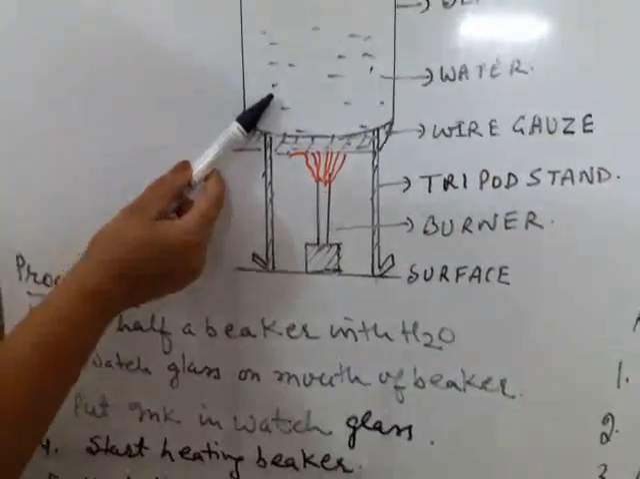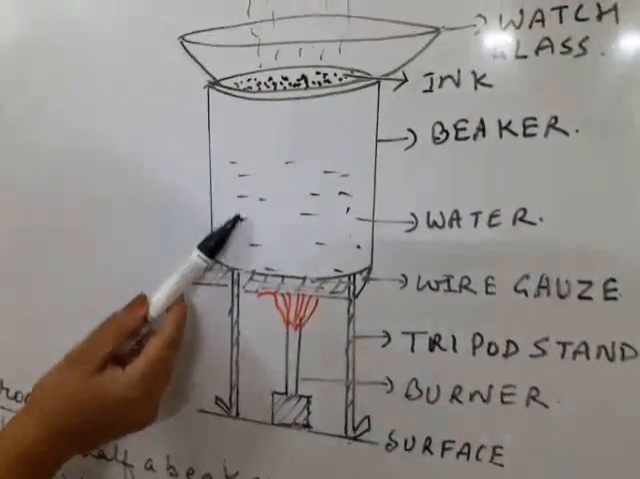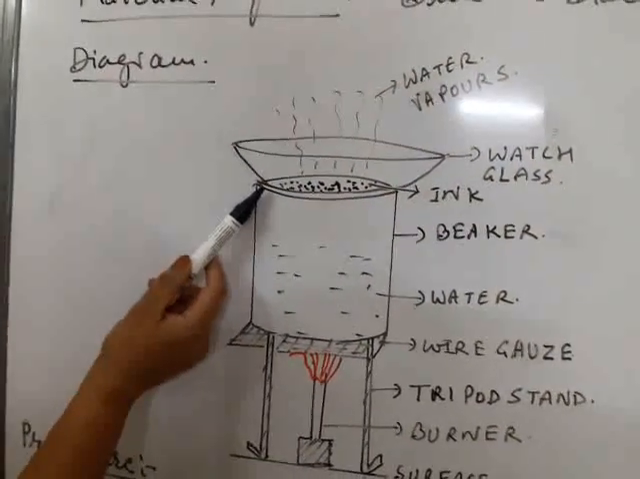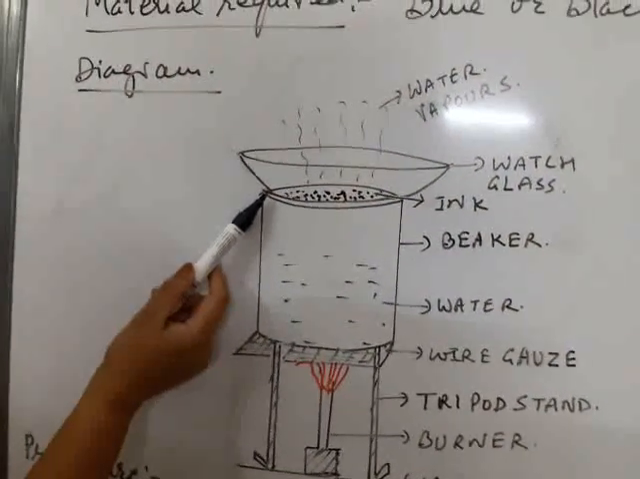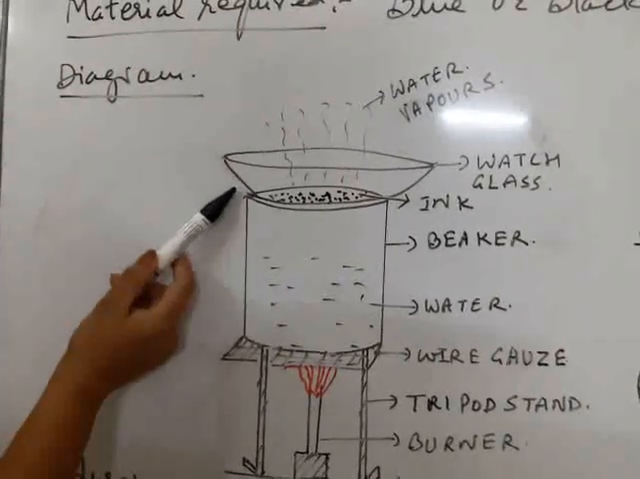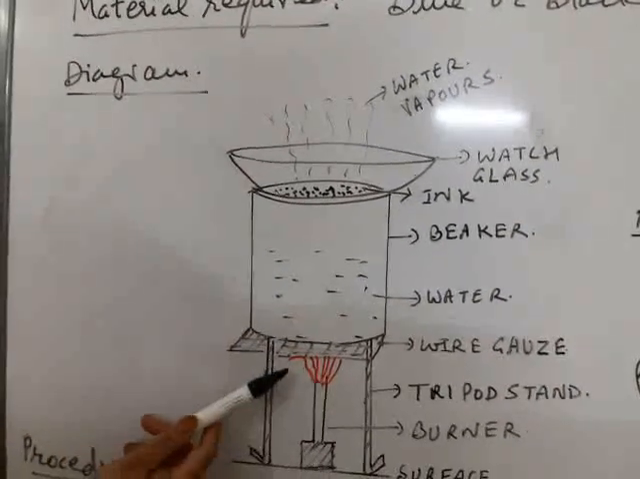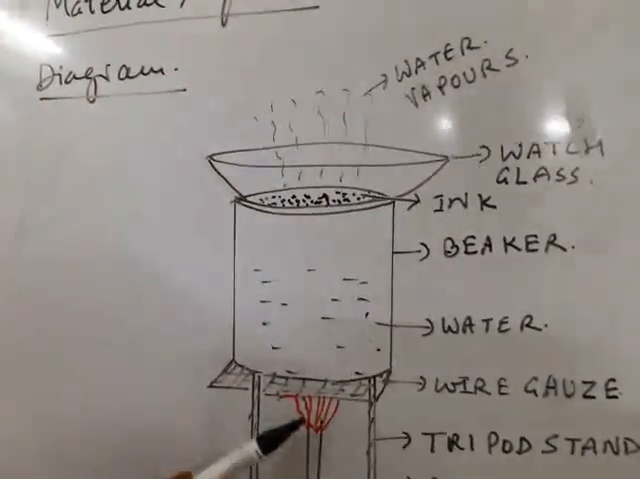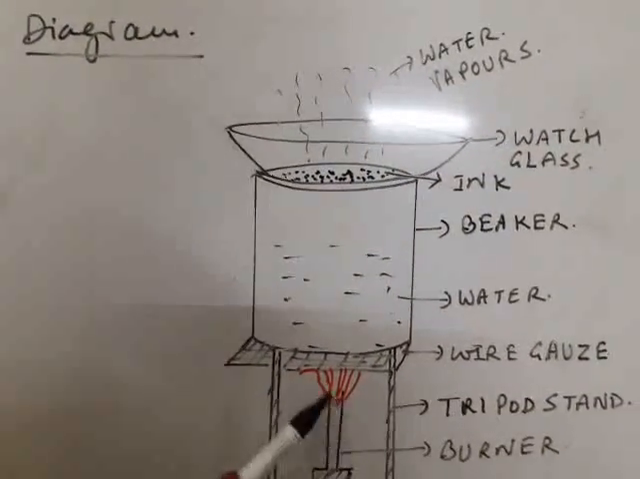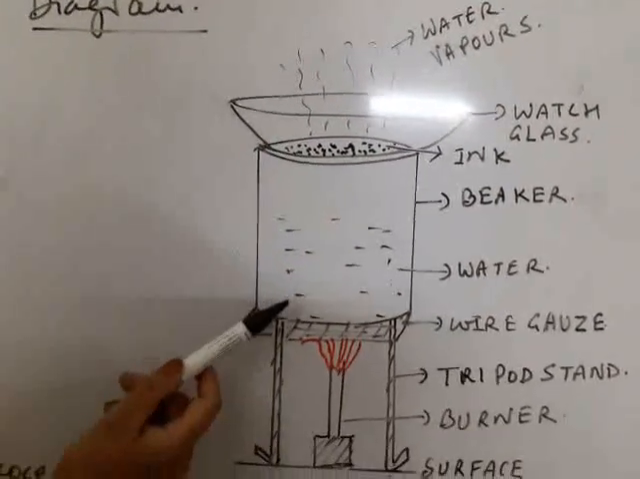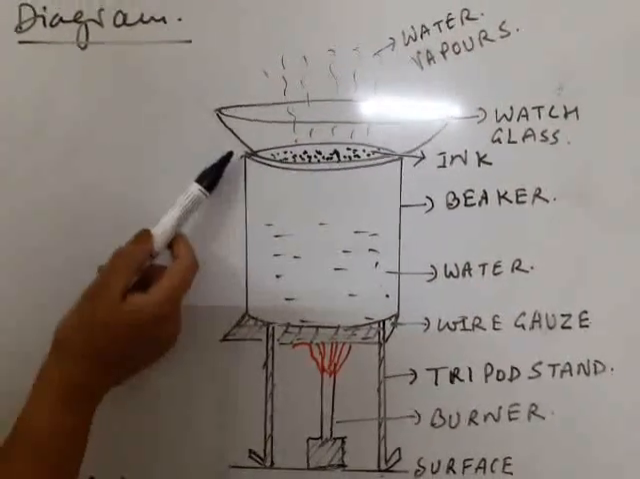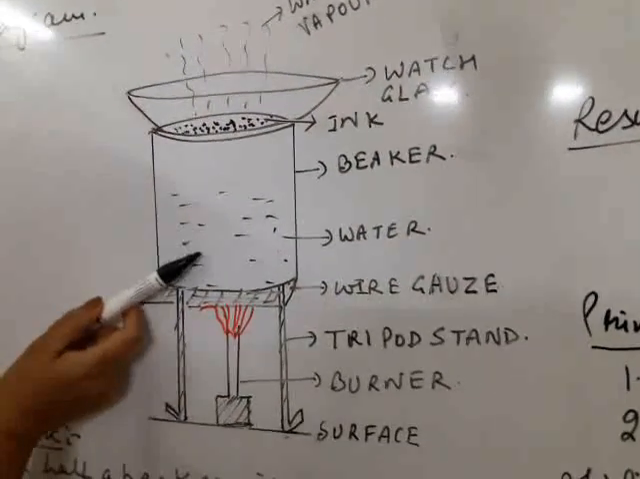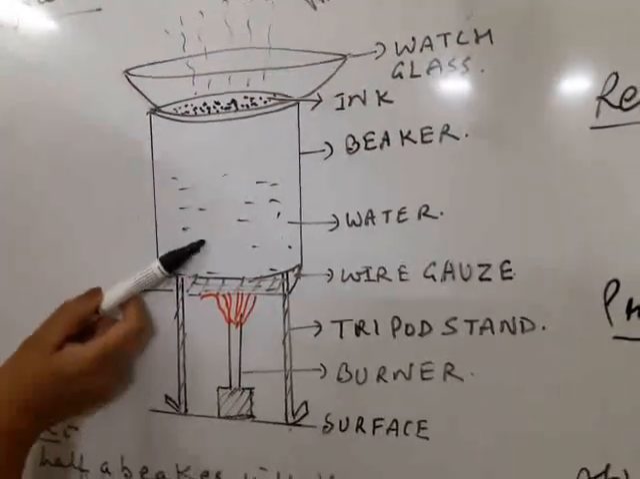When the water starts heating, the hot water will ultimately heat the ink also. We will not directly keep the watch glass on the burner, otherwise all the ink will become ash. So what we do, we heat the ink on the watch glass with hot water.